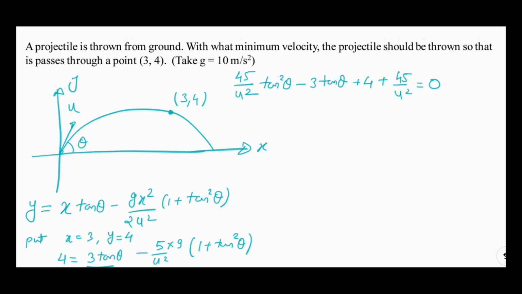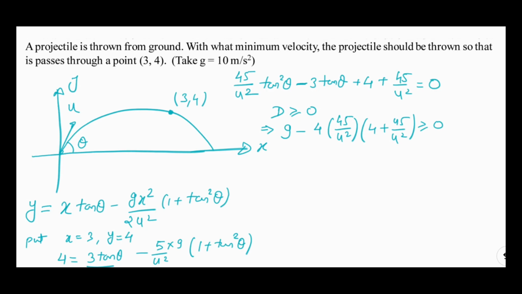So if the angle of projection is real, the roots of this equation should be real, and for that I can use the condition that the discriminant is greater than or equal to 0. So D is b square minus 4ac. Here b is minus 3, a is 45 by u square, and c is this term. Using the discriminant condition, I will get 3 square, which is 9, minus 4 times a, which is 45 by u square, into c, which is 4 plus 45 by u square. This term needs to be greater than or equal to 0.